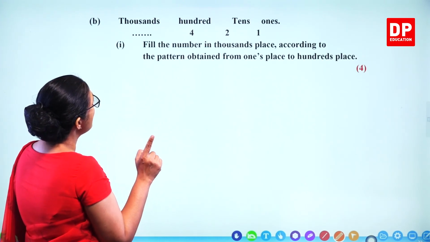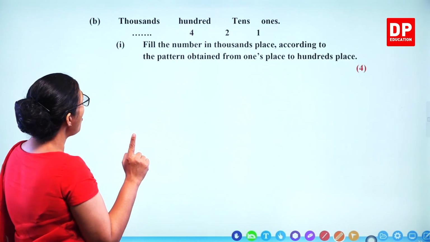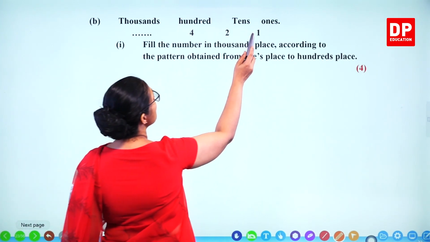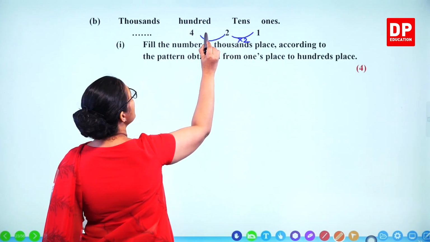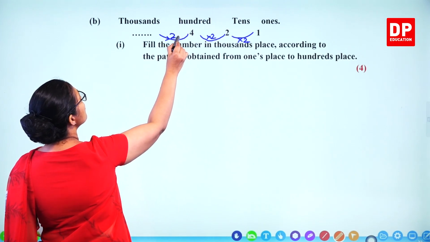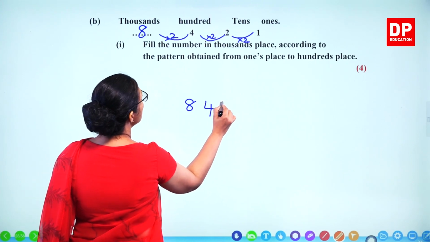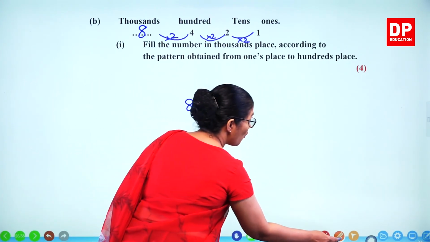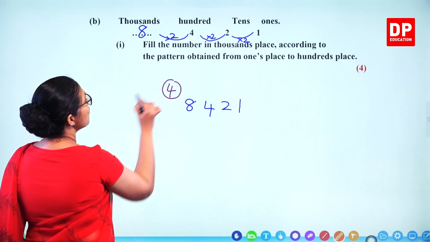Thousands, hundreds, tens and ones. Fill in the number in thousands place according to the pattern obtained from ones place to hundreds place. So what's the pattern? Multiplied by 2. Then what should be the number here? Multiplied by 2. 4 times 2, 8. So 8, 4, 2, 1 is the number. So 1. You get 4 marks. You have to observe the pattern and write down. You get 4 marks.